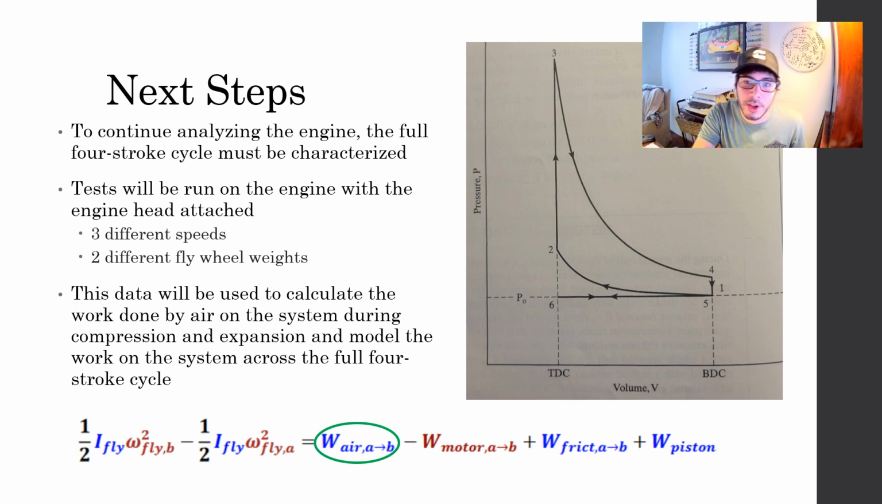by the equation below. The engine will be run at 3 different speeds with 2 configurations of flywheel weights. The data collected from these trials allows for a full 4-stroke cycle analysis that will produce the work due to the air during the compression stroke and expansion strokes. The data will encompass multiple full cycles, so the data can be segmented and averaged to generate a representative cycle for the system.